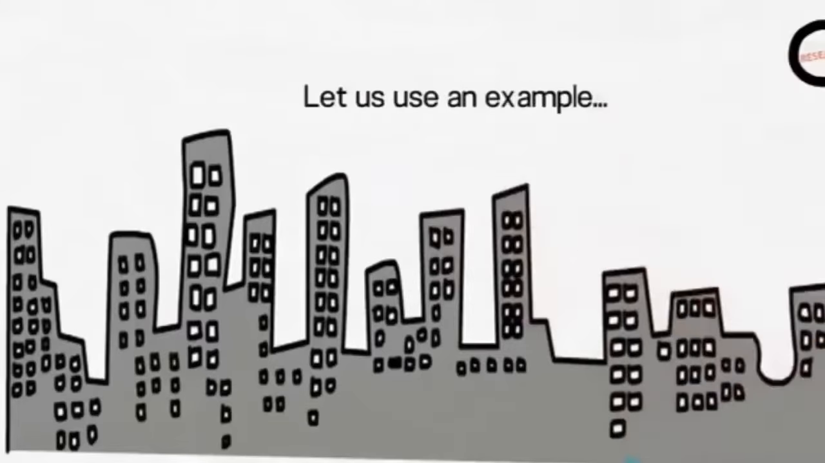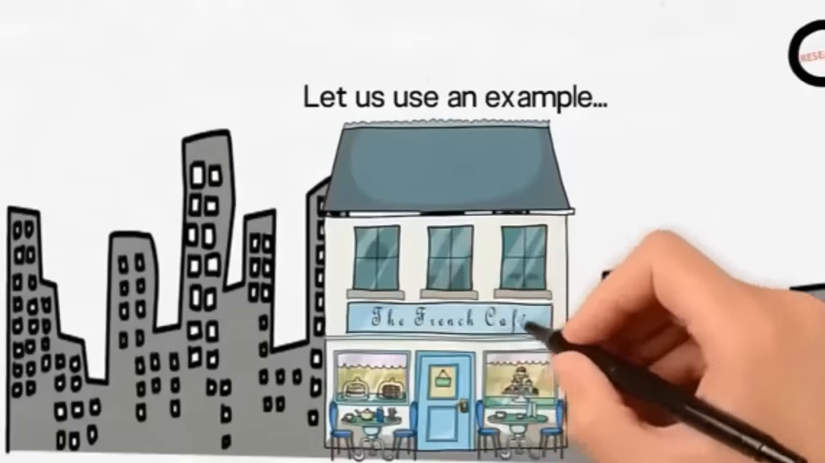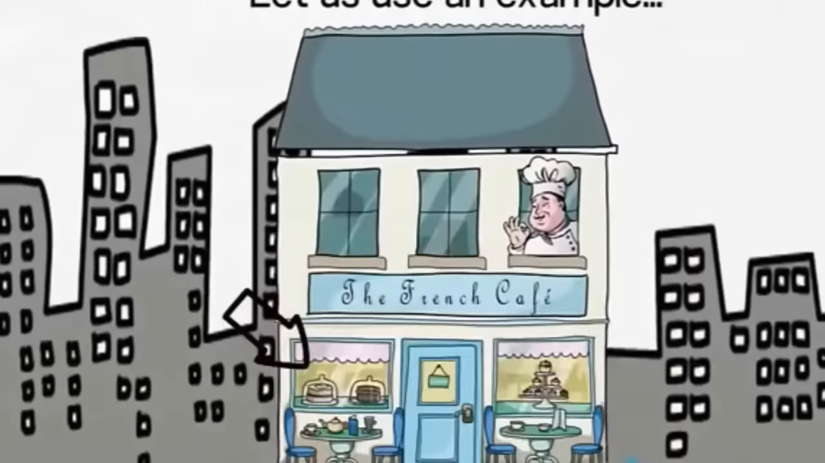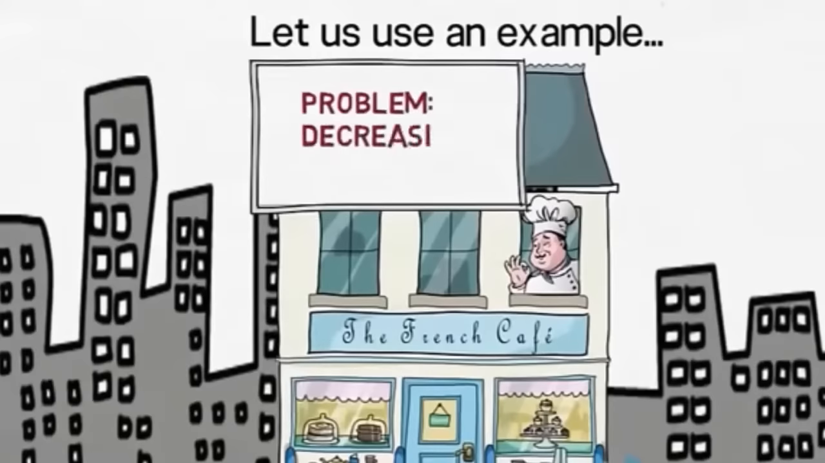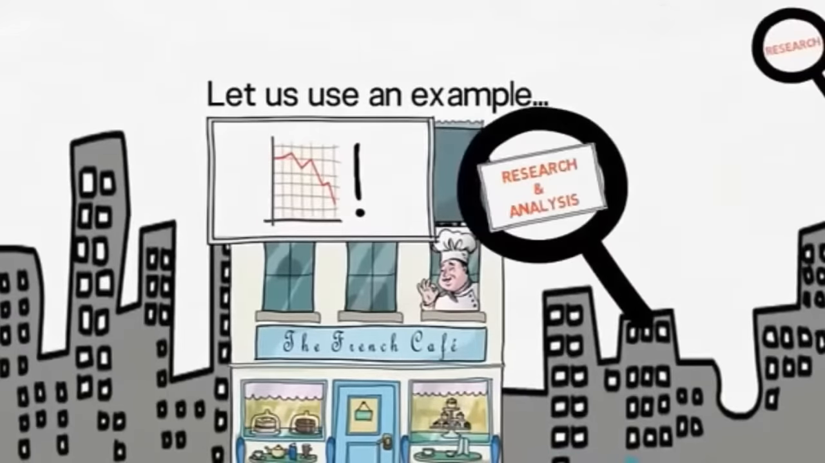Let us use an example. This cafe is located in a large city close to a busy high street. It's called the French Café, and it specializes in serving high-quality cakes and desserts. The French Café is troubled by the fact that fewer and fewer customers visit the café, and sales are decreasing as a result. The owner of the French Café has carried out some research and analysis in order to find out why the customers are looking elsewhere for their cakes and coffee. He's hoping that his research can help him make decisions about what to do to turn things around.